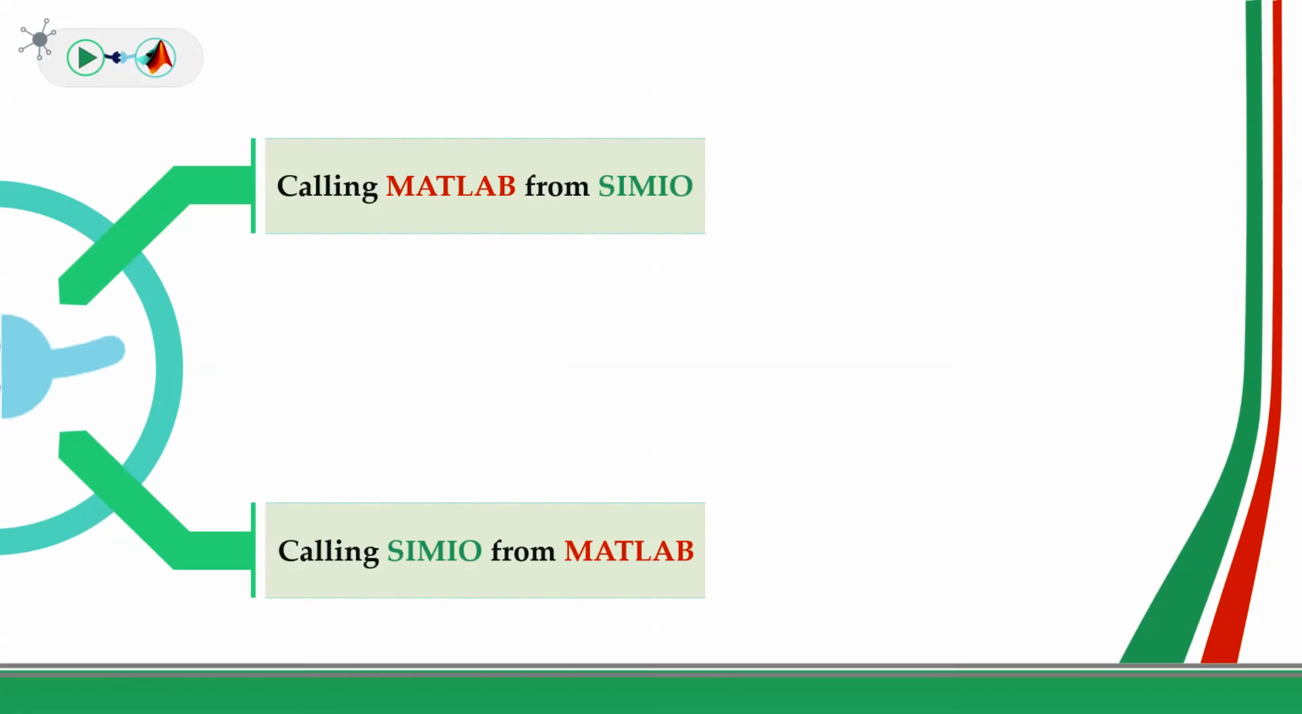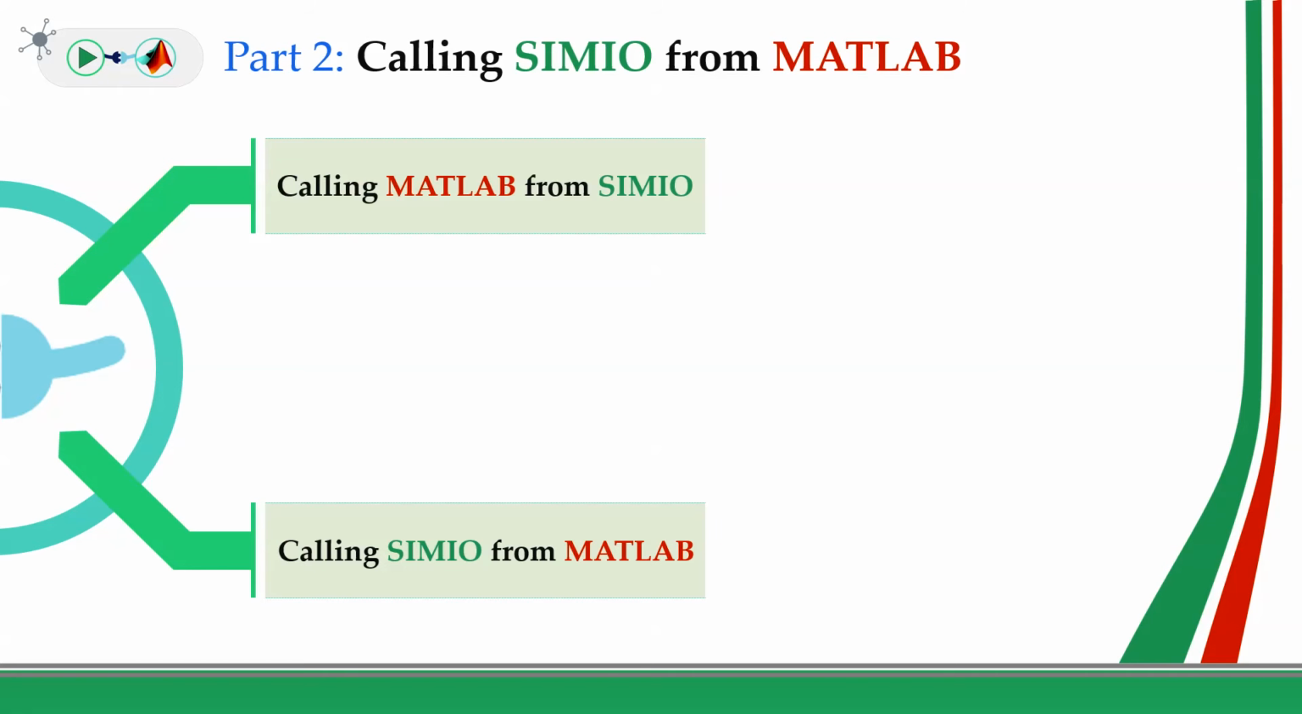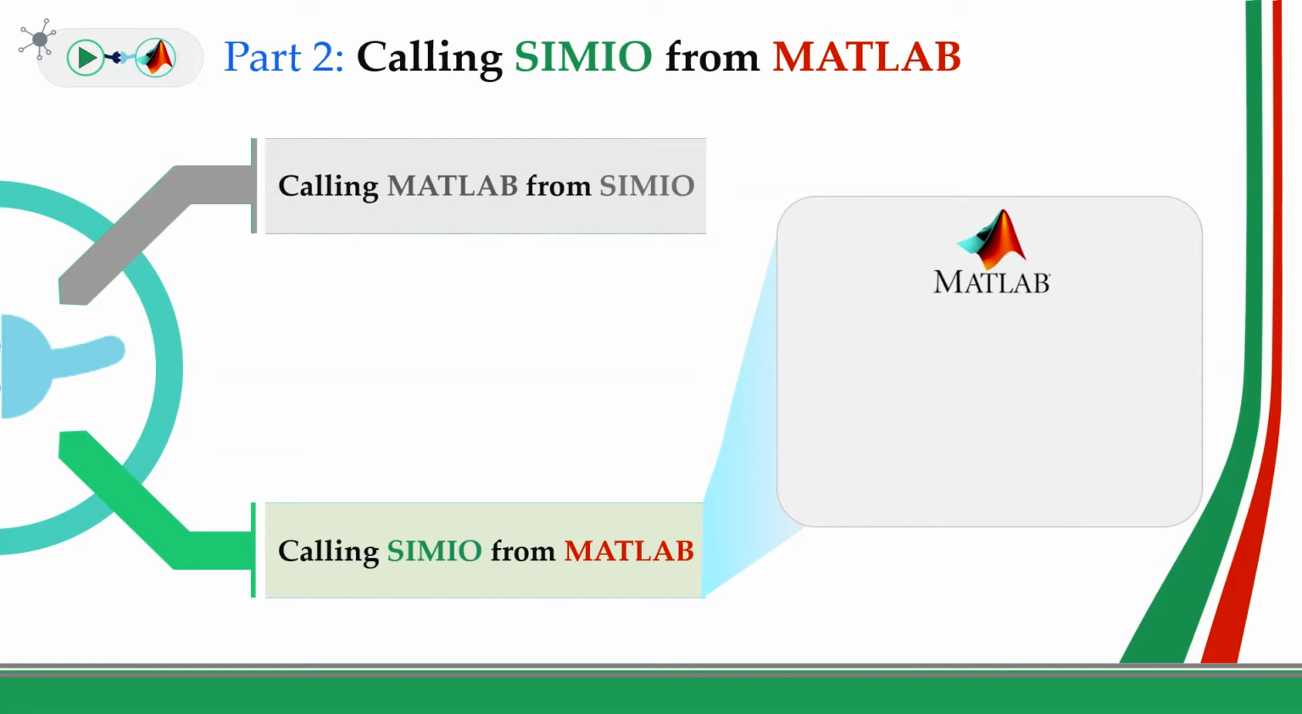In the second part, I want to talk about how Simio can be called from MATLAB. In this type of interaction, MATLAB is the main manager, where you have your own algorithm, which could be optimization or any other type of algorithm. Basically, you want to call Simio to run the experiments inside the simulation software to get the outcome or the responses. So you have to somehow trigger Simio from inside MATLAB.